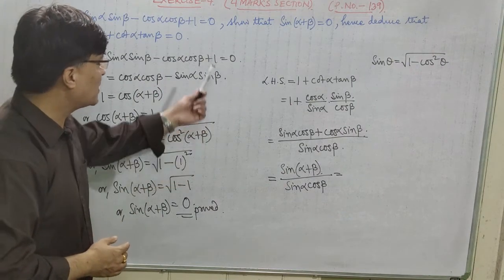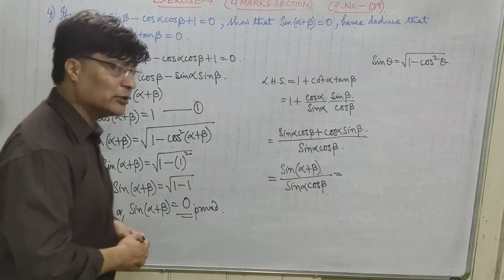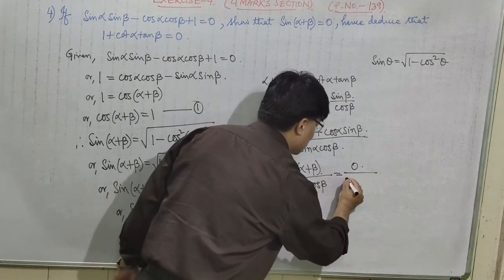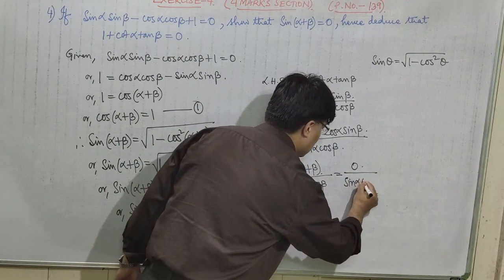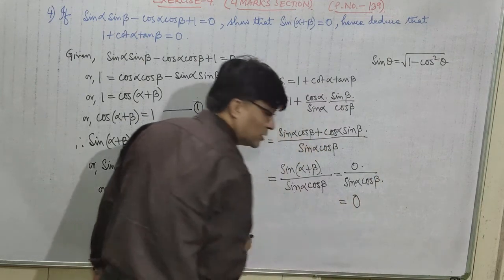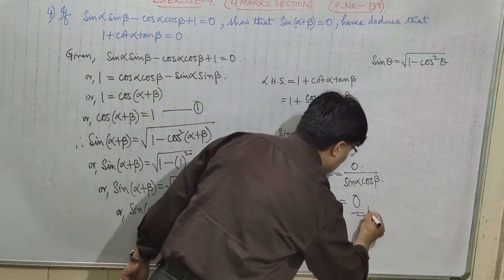which is equal to, now what is sine of alpha plus beta? We have just proved it, which is equal to 0. 0 divided by the denominator, which is kept as it is, sine alpha cos beta. So 0 divided by a number is always 0. So it is done, proved.